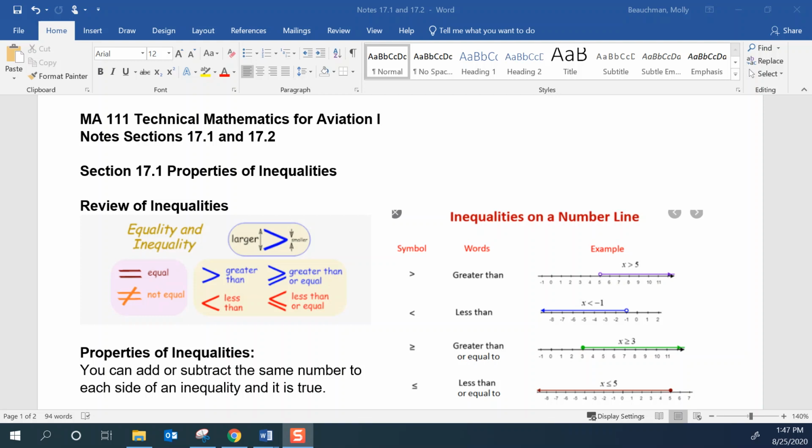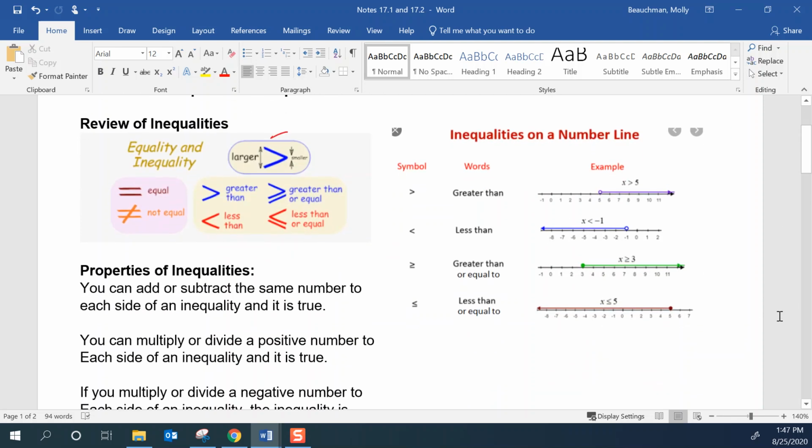In this video, we'll take a look at the first two sections of Chapter 17, Properties of Inequalities and Solving Inequalities. Just to review inequalities, remember that the inequality points towards the smaller number, away from the larger number. The signs that we're going to use are equal, not equal, greater than or equal to, and less than or equal to.